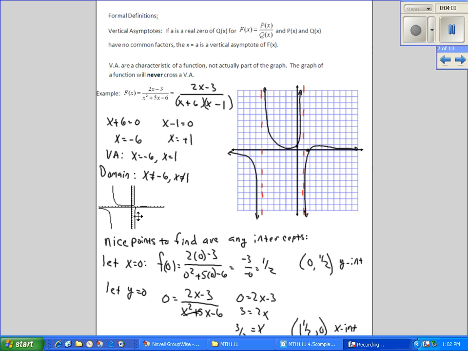I put it in my graphing calculator, and I didn't get too bad of a looking graph. I think the hand-drawn graph is a little easier to see what's going on. I went ahead and found a couple of nice points. I found the intercepts. I let x equal 0 and solved for y to get my y-intercept. I let y equal 0 and solved for x to get my x-intercepts. That gave me a couple of points on the graph also.